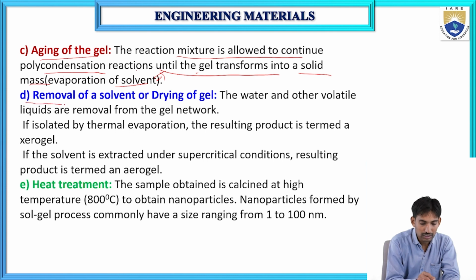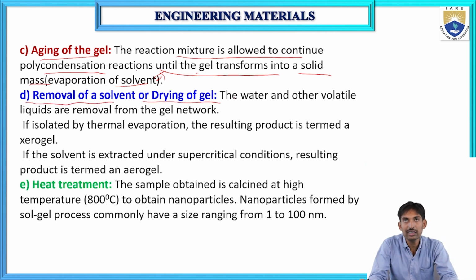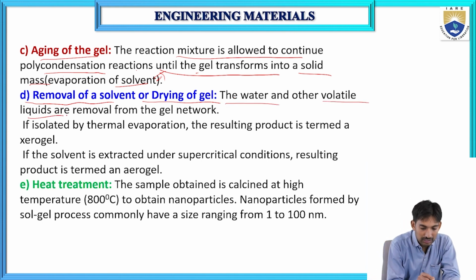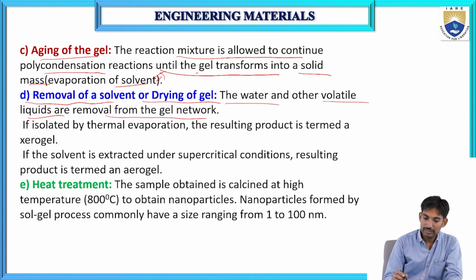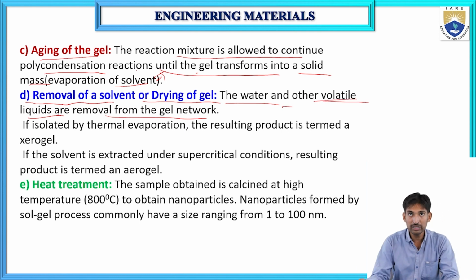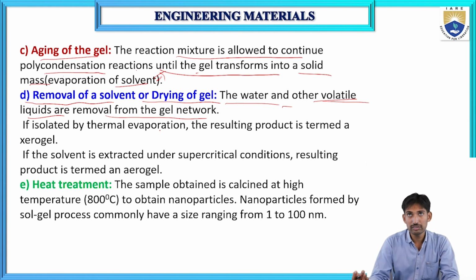The fourth point is removal of solvent or drying of the gel. The water and other volatile liquids are removed from the gel network. Gel formation takes place, and solvent particles are also present. So the water and other volatile liquids present in the gel have to be removed. You have to remove the excess water and solvent from the gel network. That is called drying of the gel.